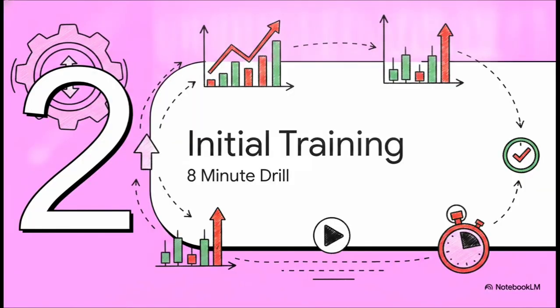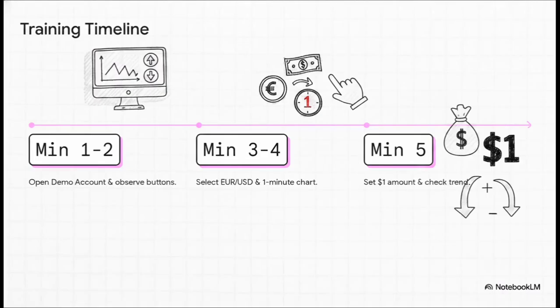Moving right along to part 2, the 8-minute initial training drill. Let's break this drill down minute by minute. For the first 2 minutes, your only job is just to observe. Look at the dashboard, find the buy button, find the sell button. Just get a feel for it. Then, minutes 3 and 4, you select a really easy, straightforward asset. The source suggests the euro to US dollar, or EUR/USD. Set your chart to a 1-minute time frame.